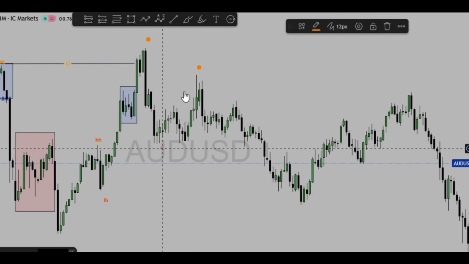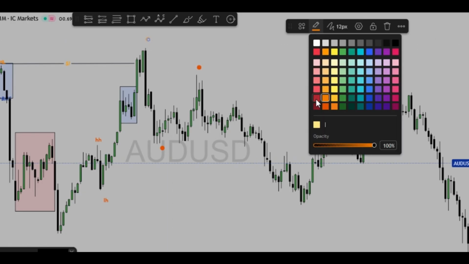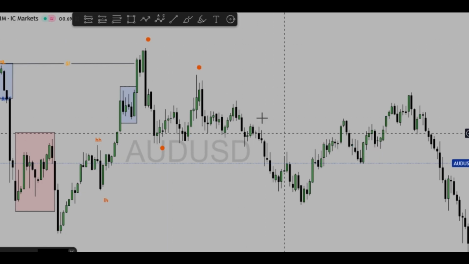Internal structure until we break the major structure of monthly, which is below the sub-range. Let me change it to a dark color, since I use light color to indicate range structure.